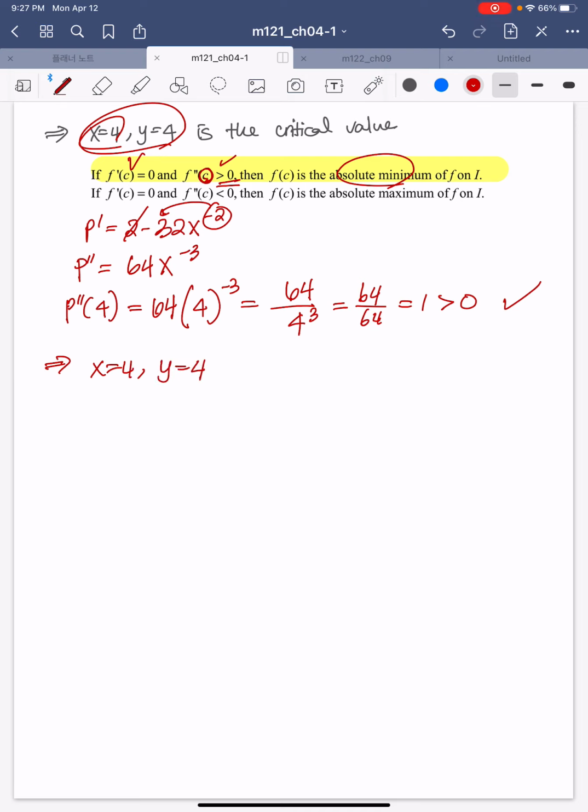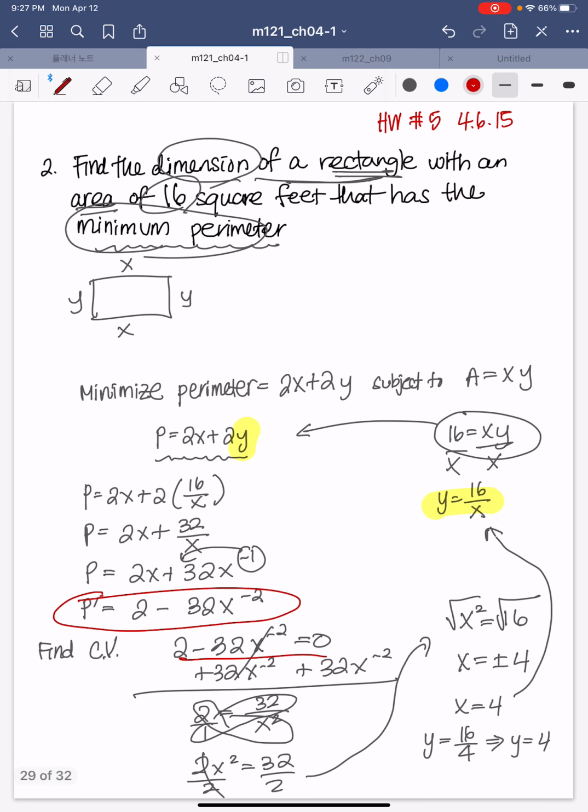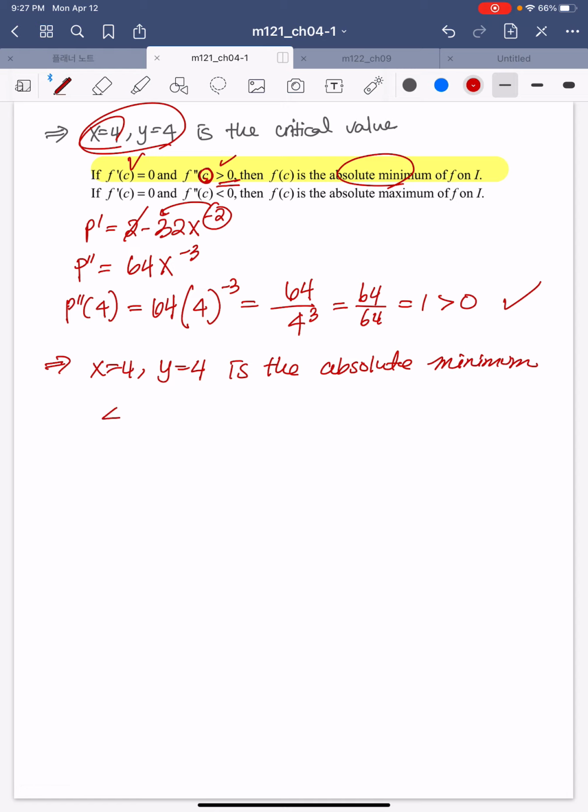Our critical value is the absolute minimum. And then because we are given a length, our unit is 16, so it's going to be 4 by 4 dimension. So it's more like a square, not a rectangle. All right?